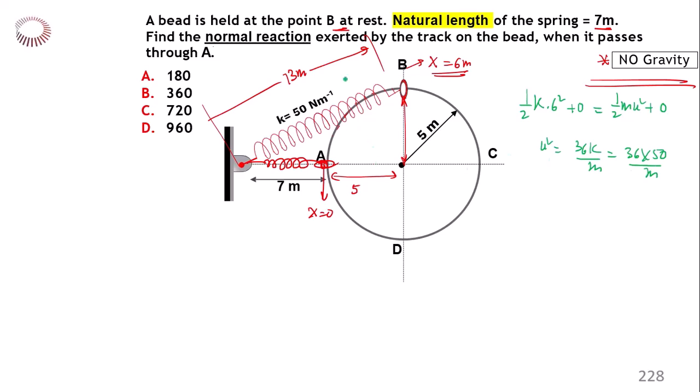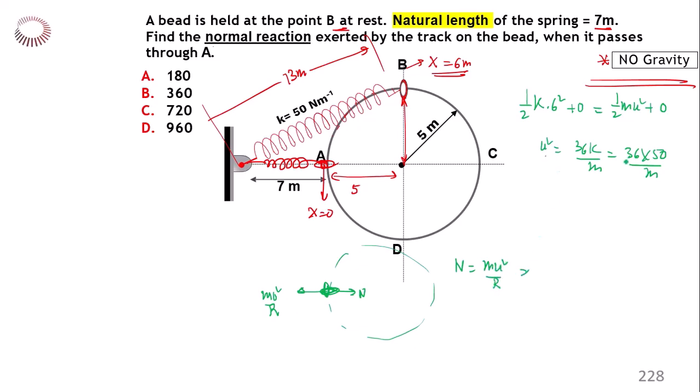Now you are asked to calculate the normal reaction exerted by the track on the bead. If I draw the free body diagram when the particle is passing point A, this is the bead. At this point, mv square by r acts in this direction, and this is the normal. No effect of gravity. So N is simply mv square by r, or m u square by r.